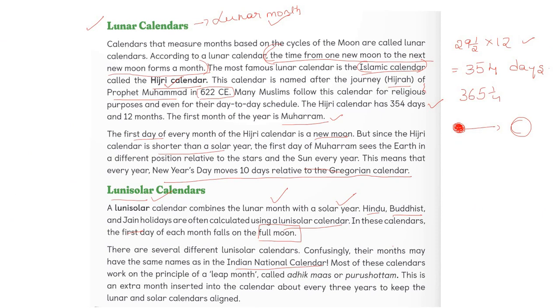Okay? In the luni-solar calendar, they actually prepare 12 months of 29.5 days. That is 355 days or 354 days. This is 10 days short to 365 days. So what do they do? For every 3 years, they add these 10 days and make it 30 days.